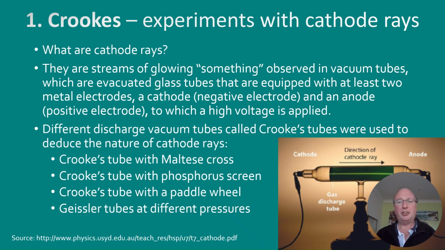And there were different shapes and ways that Crookes tubes were used to deduce the nature of cathode rays. Some had a Maltese cross put inside. There was a Crookes tube with a phosphorus screen. There was even one with a paddle wheel. And Geissler had different tubes at different air pressures.